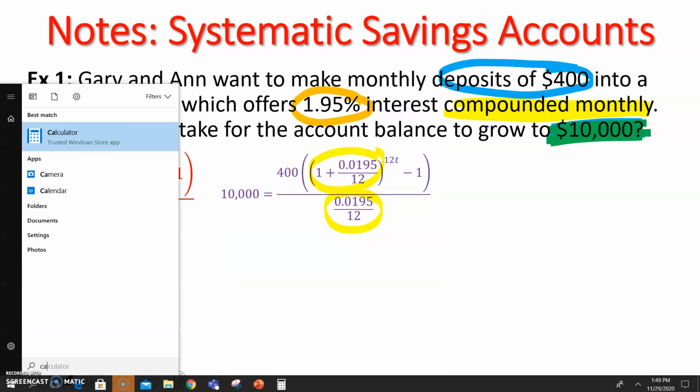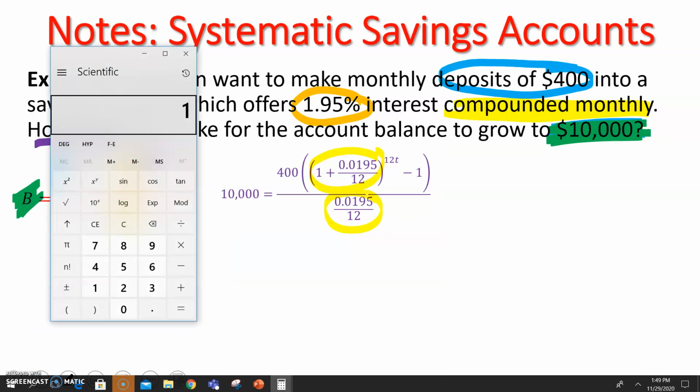So we're going to grab a calculator and let's start with that part in the parentheses in the numerator. So I'm going to do 1 plus 0.0195 over 12. Now do note, because I'm using a scientific calculator on the computer, it will follow order of operations. Please make sure whatever calculator you're using does do order of operations. All right, so I can see that that part here at the top is going to be 1.001625.